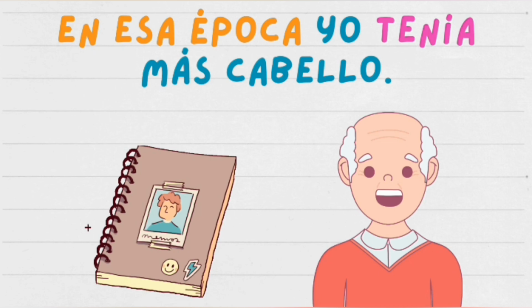Here we have another sentence. At that time, en esa época, at that time, I had, yo tenía, verb in the imperfect past, you're talking about the personal pronoun I, yo tenía more, más, hair, cabello, okay? So to say, at that time I had more hair, in Spanish you have to say, en esa época yo tenía más cabello, okay, in the imperfect past.